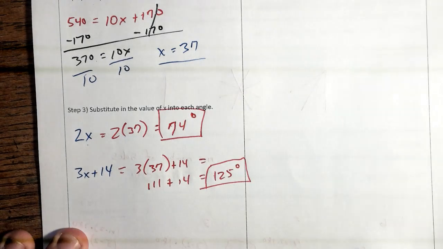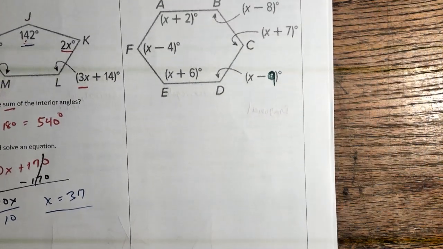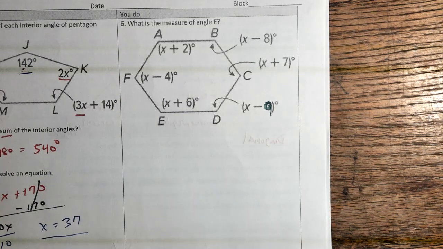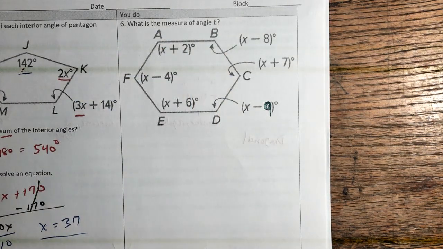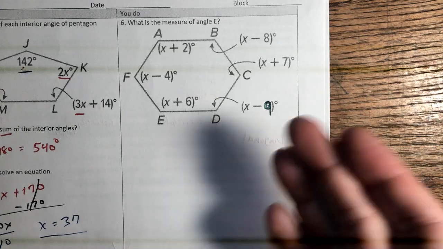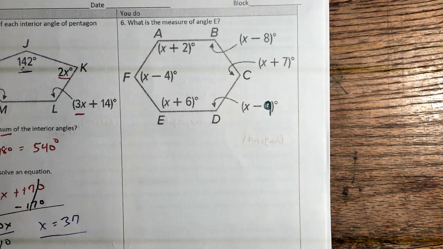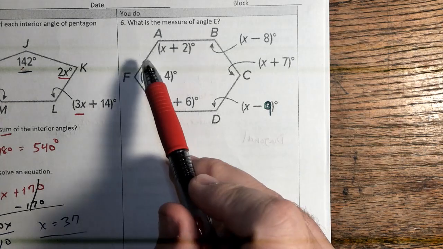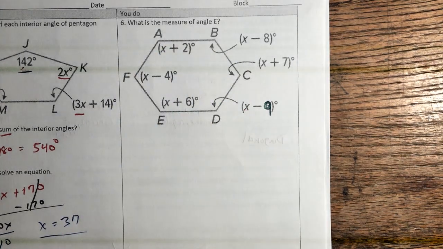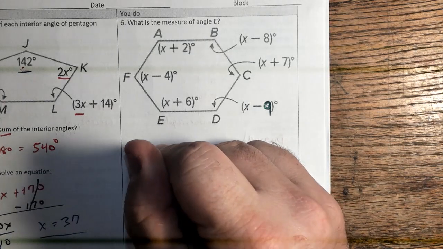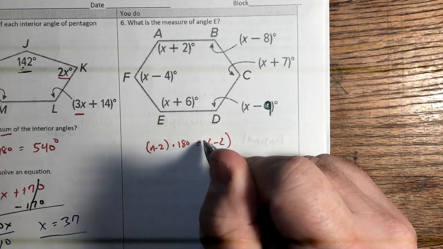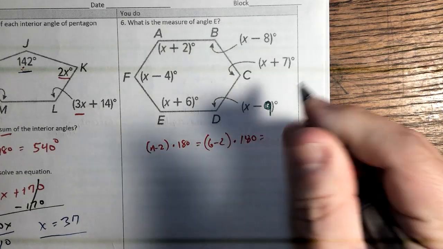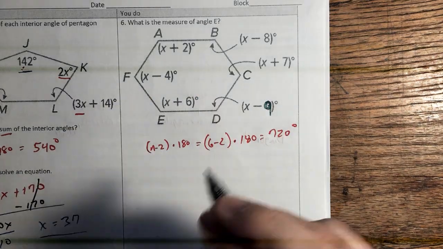All right, number 6 is a you-do. On this copy, I hadn't put those same lines, but it's the same setup. Here they want to know the measure of angle E. We're going to use the same steps because we have to solve for x. E is x plus 6. How many sides here? 1, 2, 3, 4, 5, 6. 6 sides. So n minus 2 times 180: 6 minus 2 is 4, times 180 is 720 degrees. So the whole thing's 720.